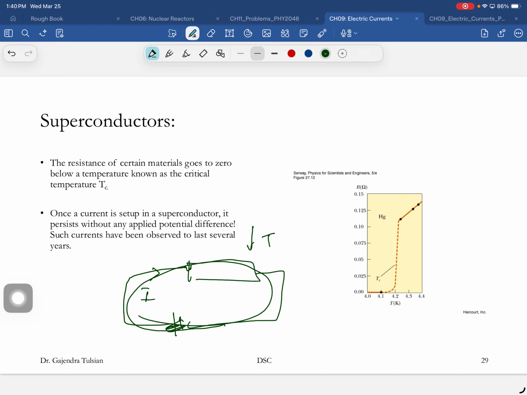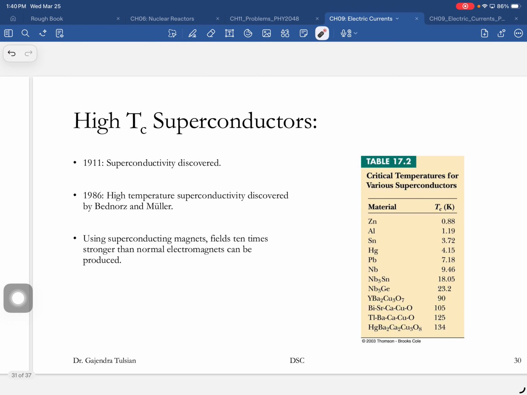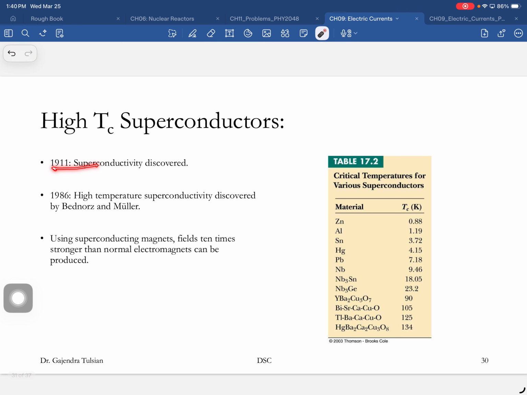So it happens for materials below a critical temperature. Okay? And this is called the superconducting transition temperature. So superconductivity was first discovered in mercury in 1911. This is very cold though. Okay, you need liquid helium for that. So in 1911, it was discovered.